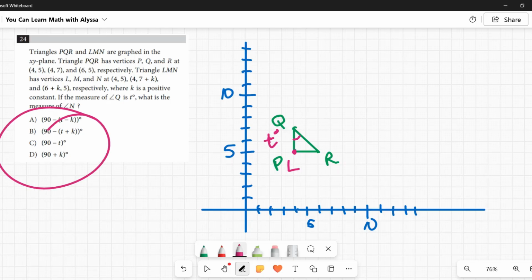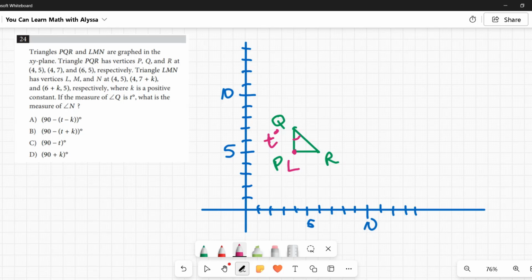And if we look at our answers, the measure of angle N is not a number. It's all in terms of T and K. So this is one of those things where it has to always be true. No matter what K is, this is always going to be true as to the measure of angle N. All right, so let's start by looking just at triangle PQR.